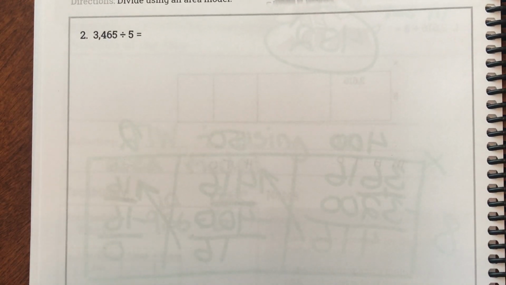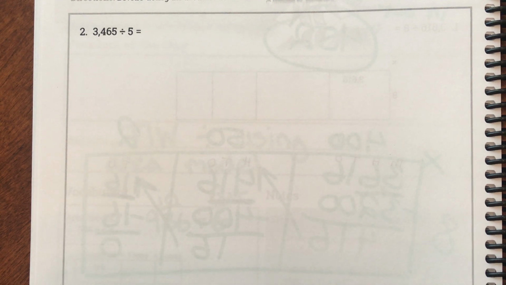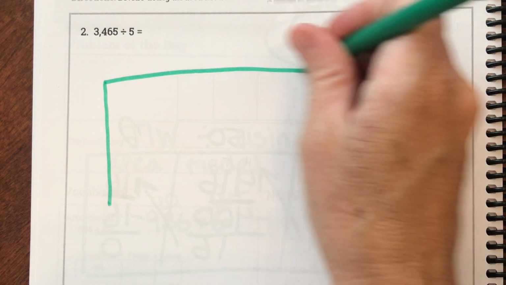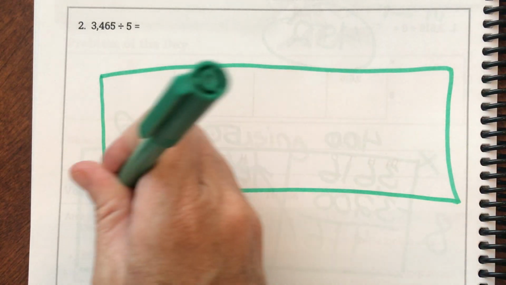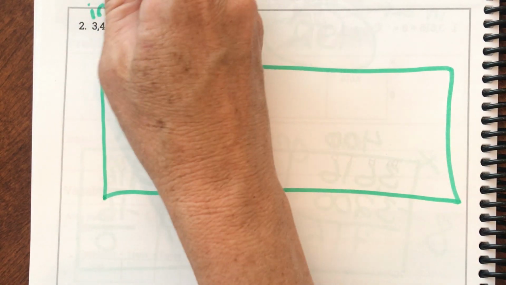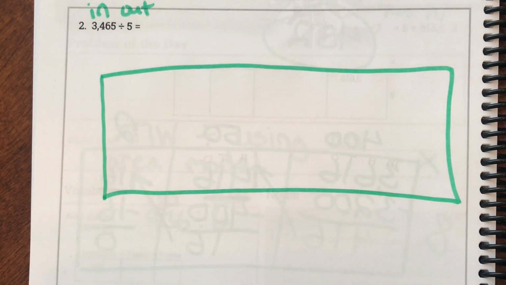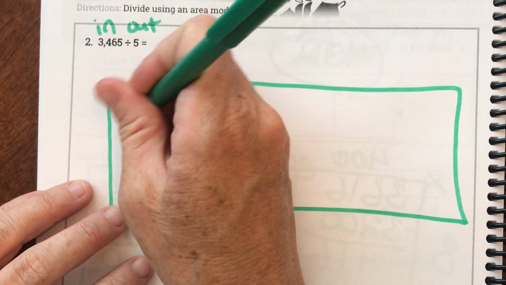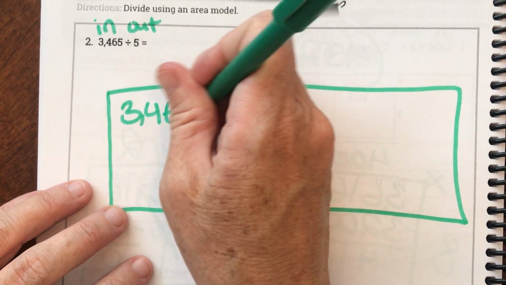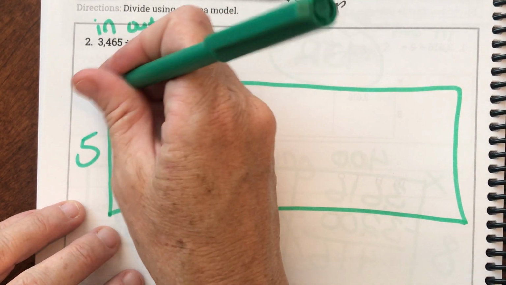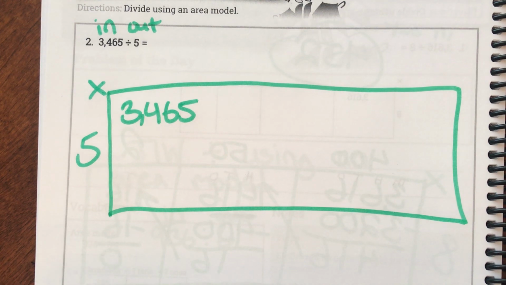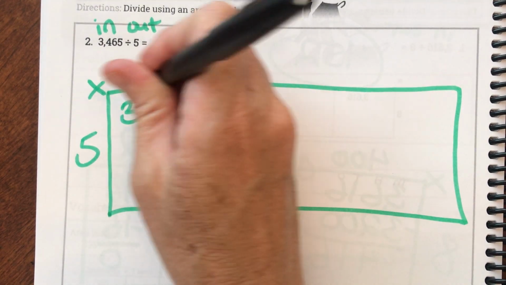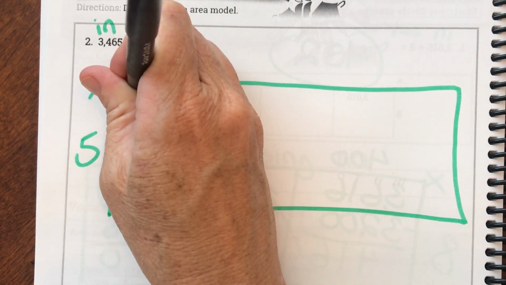Okay, let's do one last one together. Our dividend is 3,465 and our divisor is 5. Okay, so we're going to first make a large box. We're going to put our dividend in. Our dividend goes in, 3,465, and our divisor goes out and we put a multiplication sign. Okay, again, I really like putting my place values: ones, tens, hundreds, thousands.